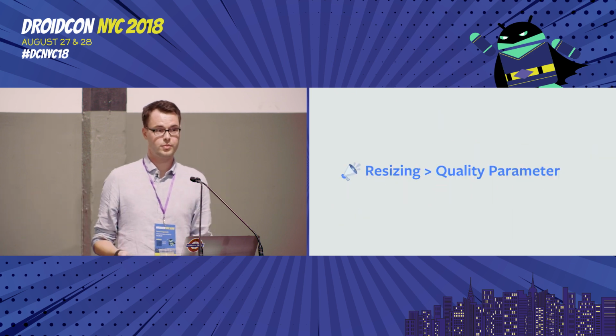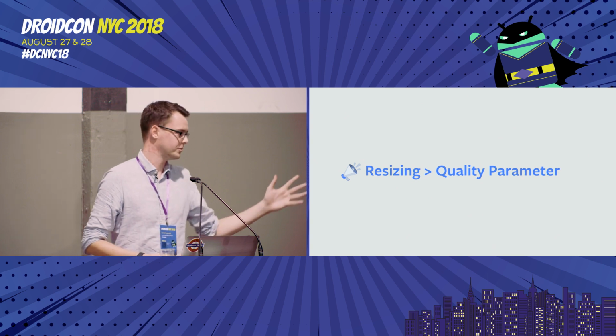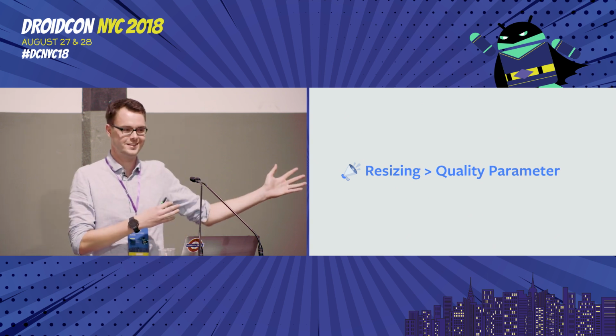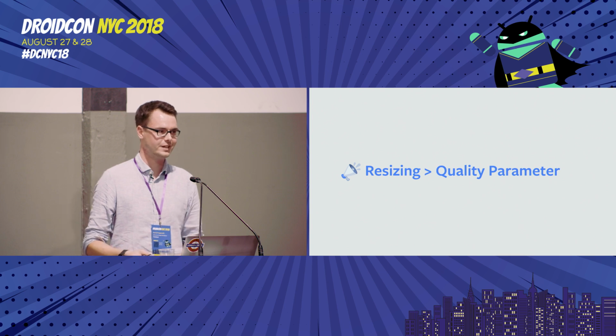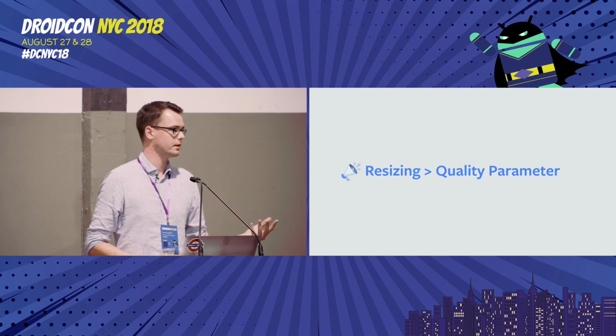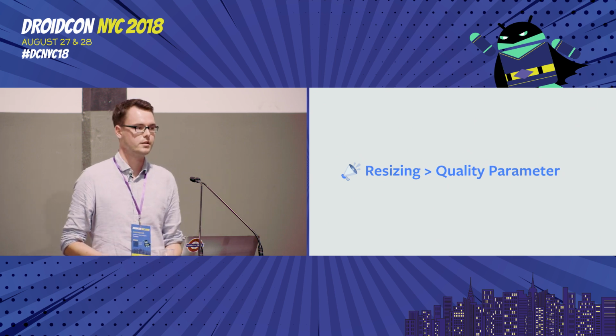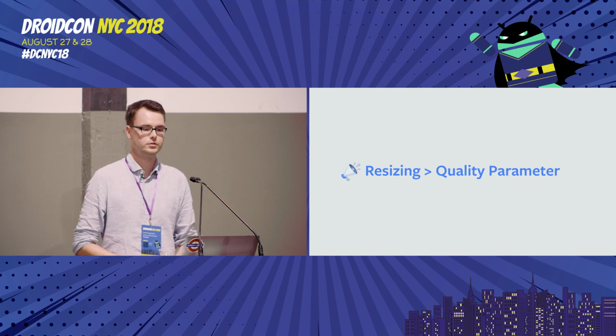And probably the most important takeaway point of this talk, and if you should remember one slide, this is the slide, is that resizing has the biggest impact you can have on making your images smaller, and that twiddling with those encoder parameters is a good secondary step, but the first thing you should do is make the resolution smaller.